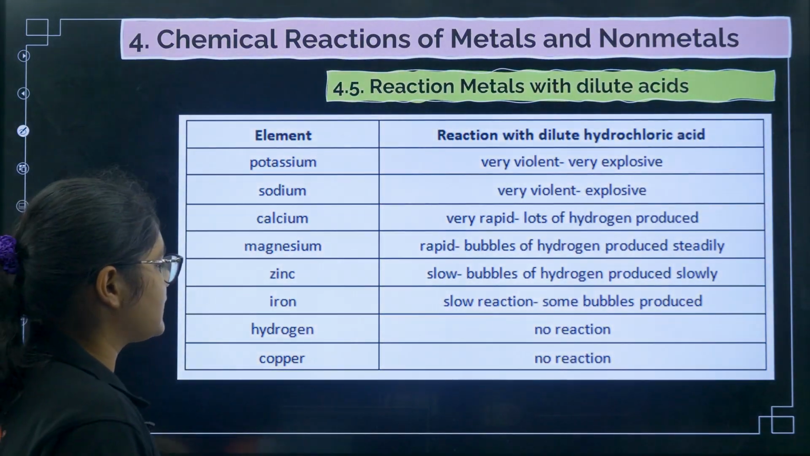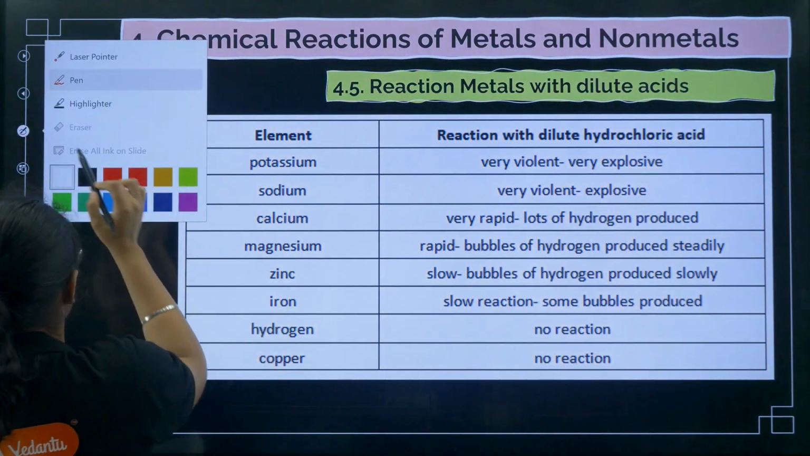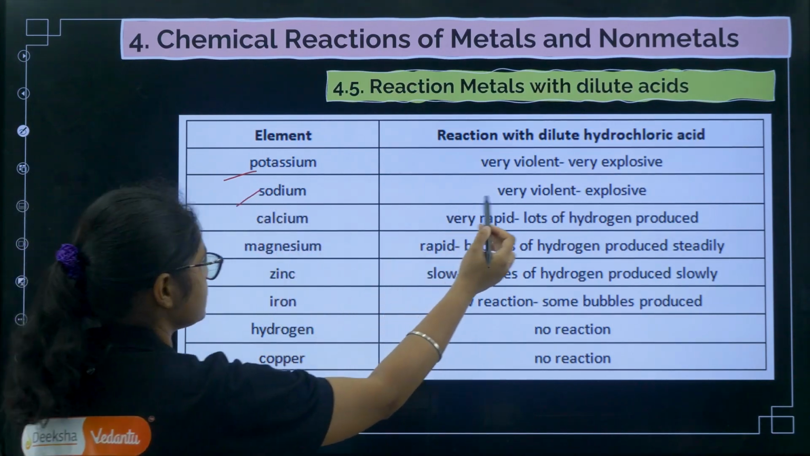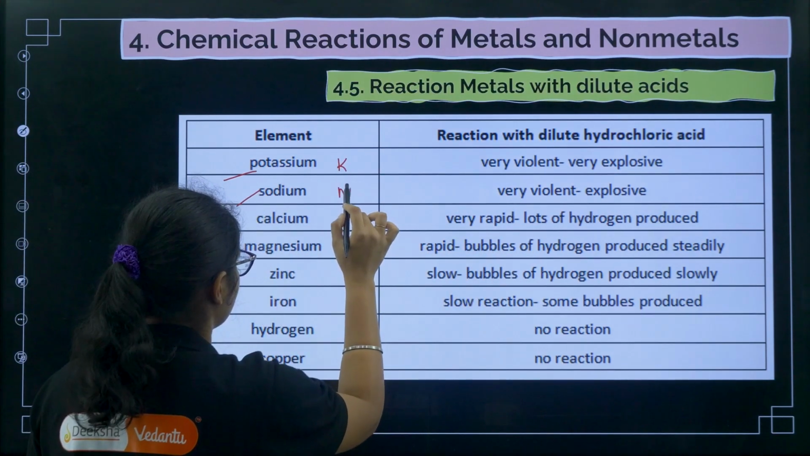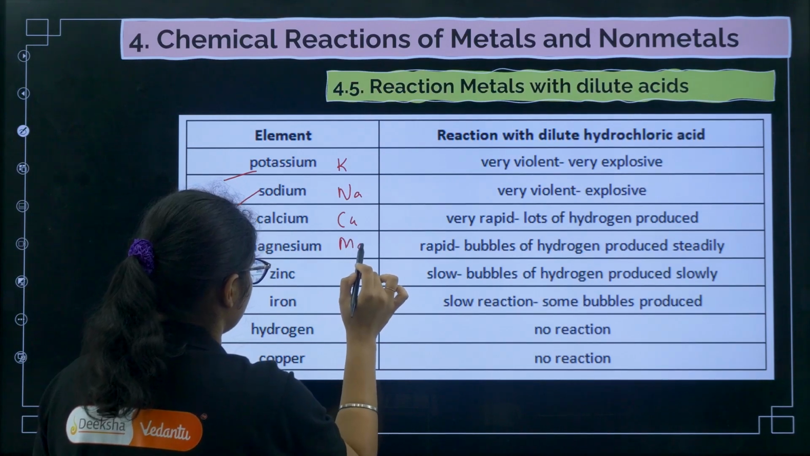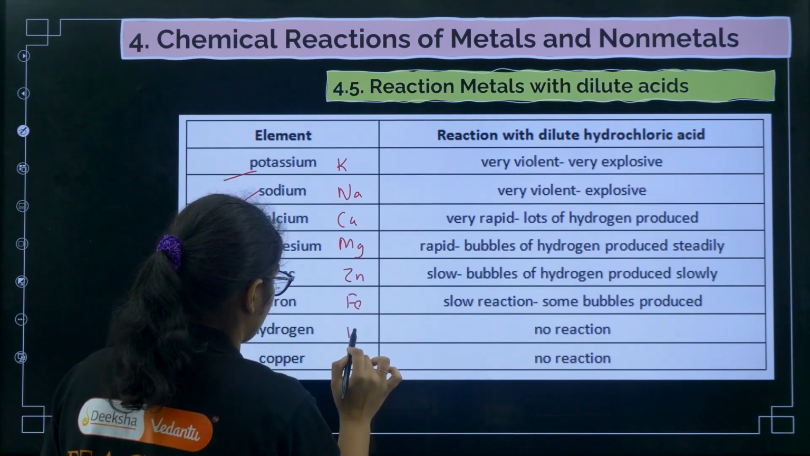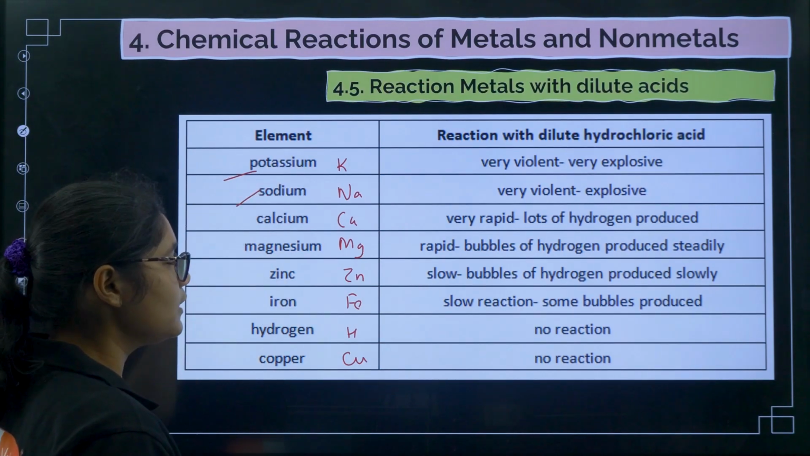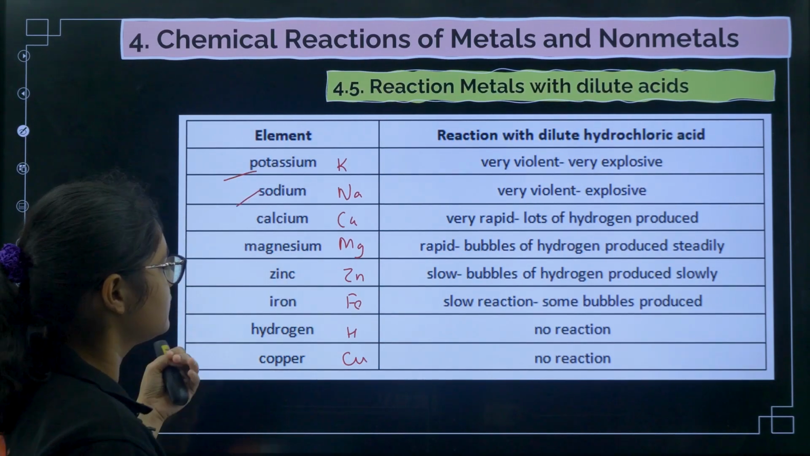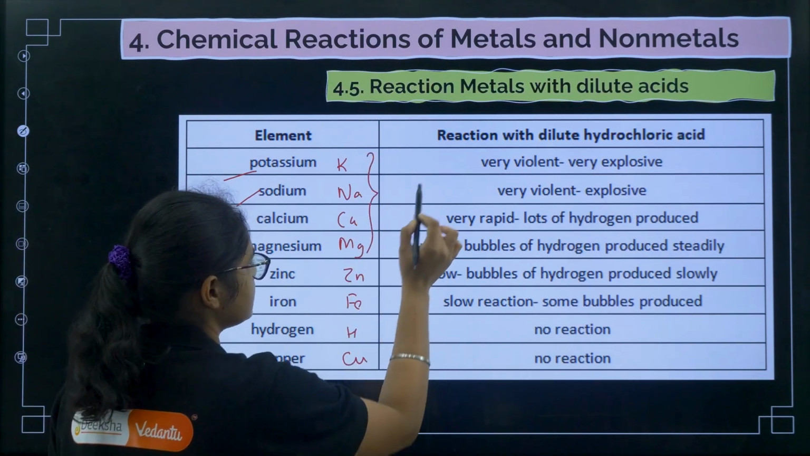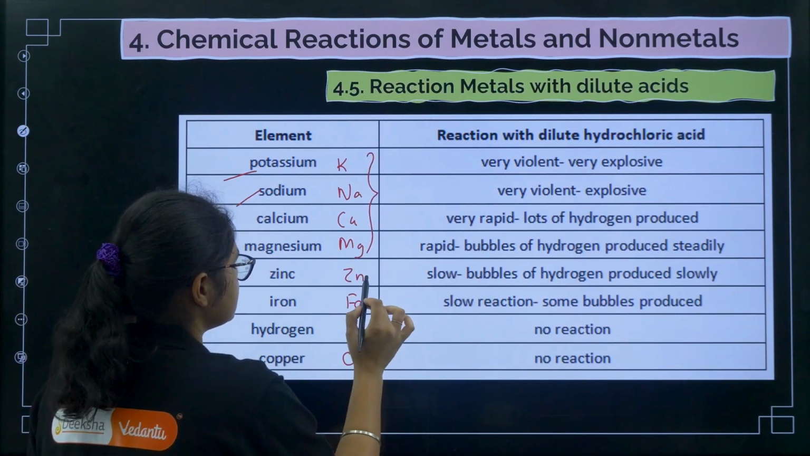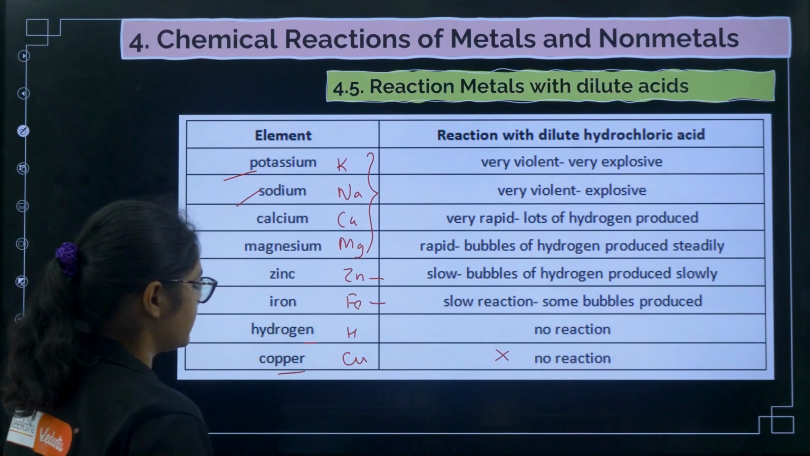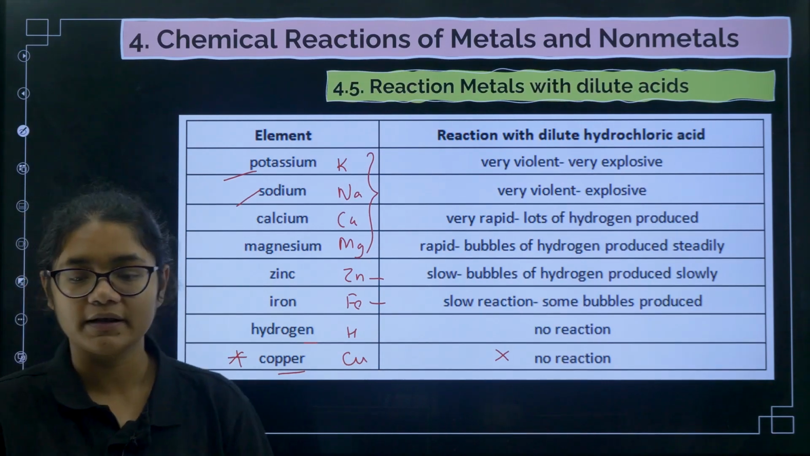So we can see here the reactivity. Potassium has very high reactivity, a very violent, explosive reaction with dilute HCl. Sodium is also very high, so I'll write here K, Na, Ca, Mg, Zn, Fe, hydrogen, copper. These elements react very rapidly with acids, while zinc and iron react slowly, and hydrogen and copper do not react. It is important to remember that copper does not react.